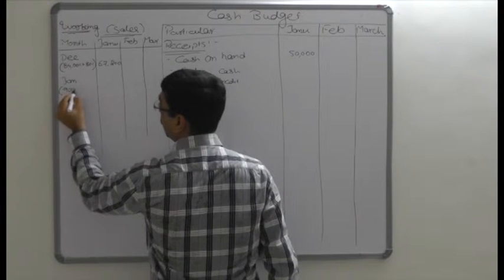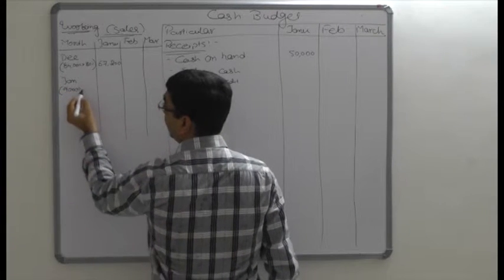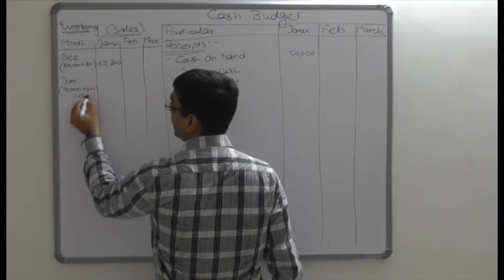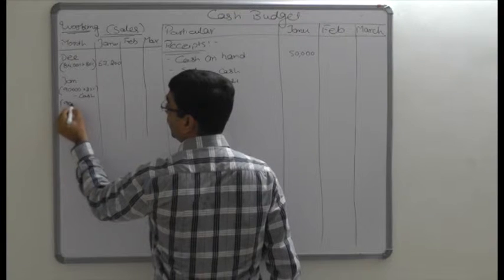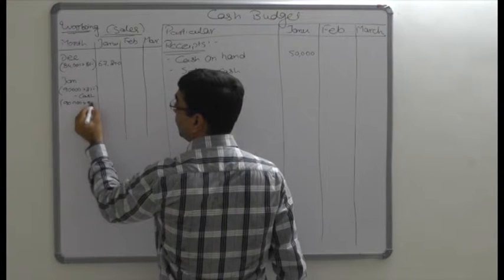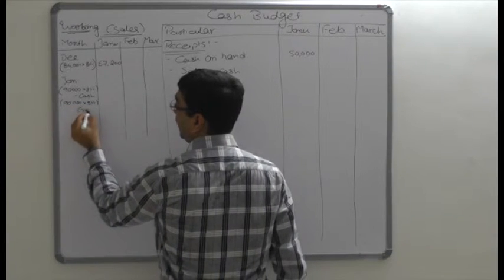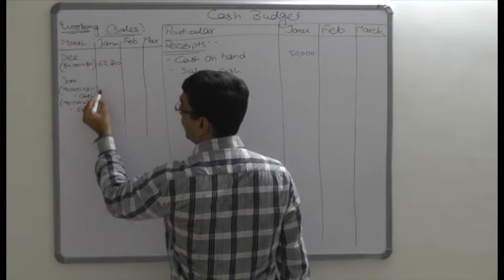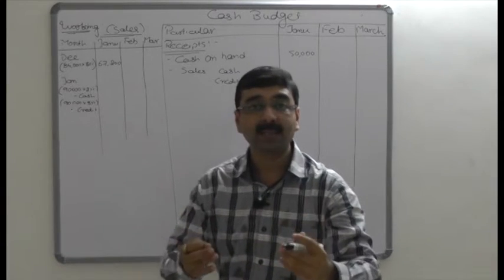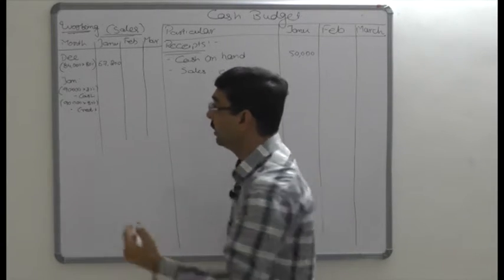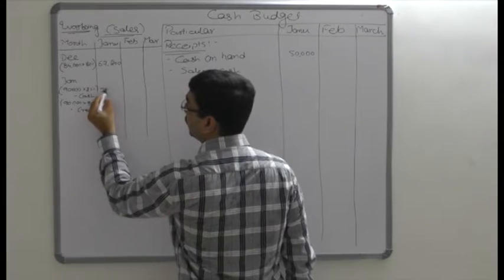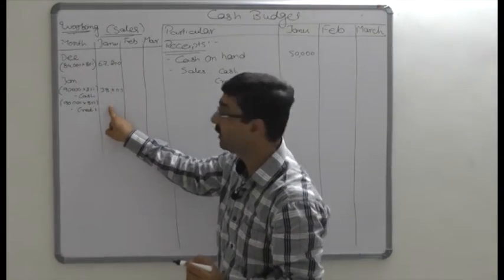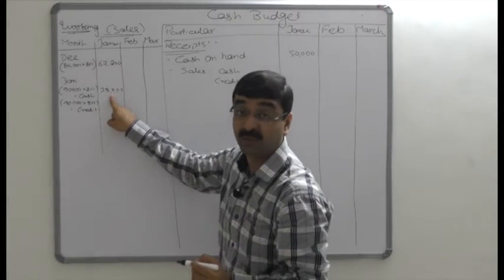Now 90,000 rupees will be divided into two parts. One is 20%, that is your cash sales, and the other is 90,000 rupees into 80%, that is your credit sales. So first is 90,000 into 20% cash sales, and the cash sales amount is realized in the same month. 90,000 into 20% comes to 18,000, and this amount would be realized in the month of January. So that's why it is written in the month of January.